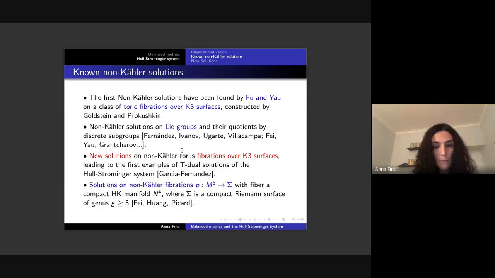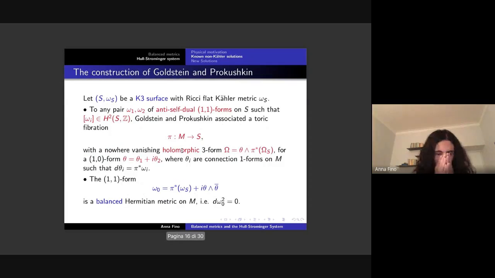Another construction was given by Fei, Huang and Picard, and in this case they consider non-Kähler fibrations over a compact Riemann surface, and here the fiber is a compact hyperkähler manifold of real dimension 4. This also gives nice solutions to the Hull-Strominger system. And now we will see our construction, which will give new simply connected examples of compact non-Kähler solutions to the Hull-Strominger system.